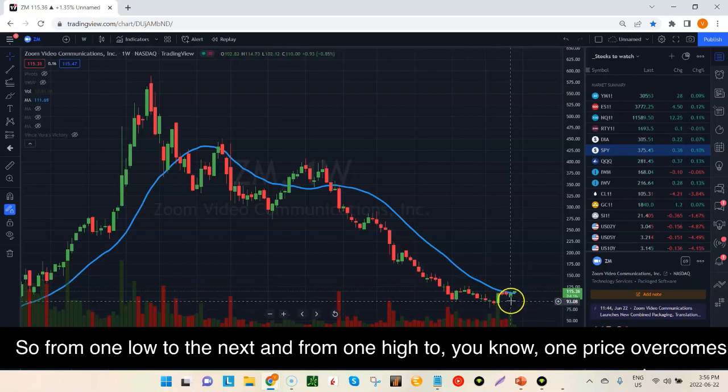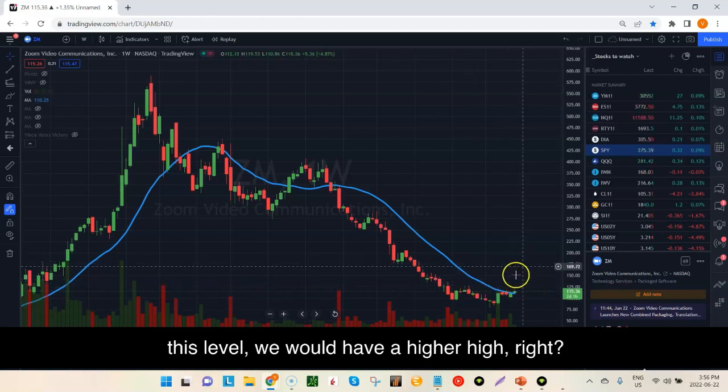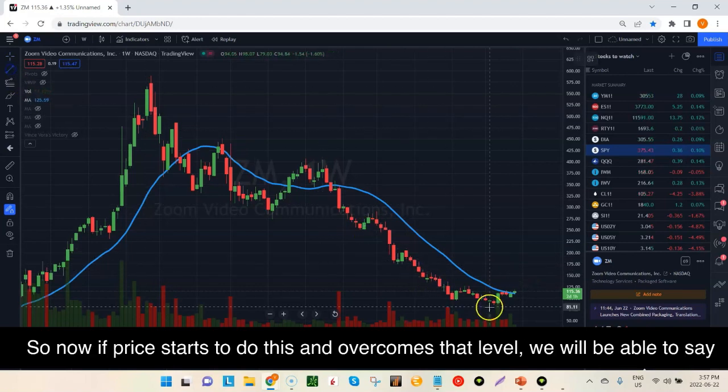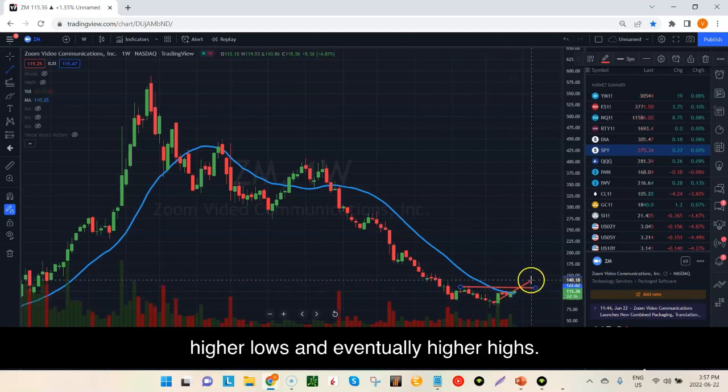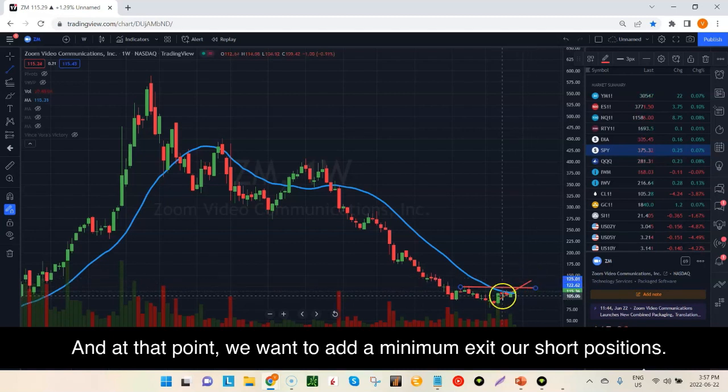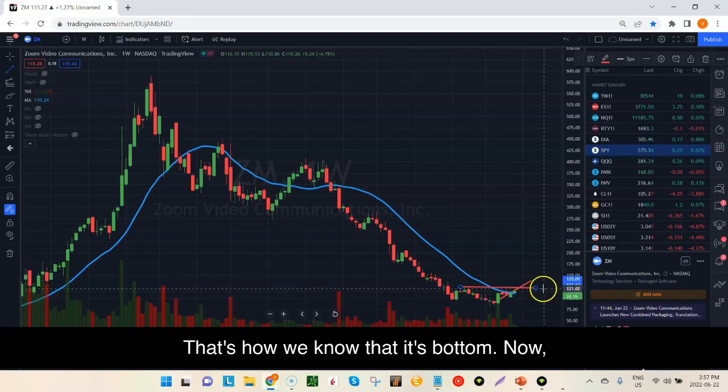So from one low to the next, and from one high to the next, when price overcomes this level, we would have a higher high, right? So now if price starts to do this and overcomes that level, we will be able to say higher lows and eventually higher highs. And at that point, we want to, at a minimum, exit our short positions. That's how we know that it's a bottom.